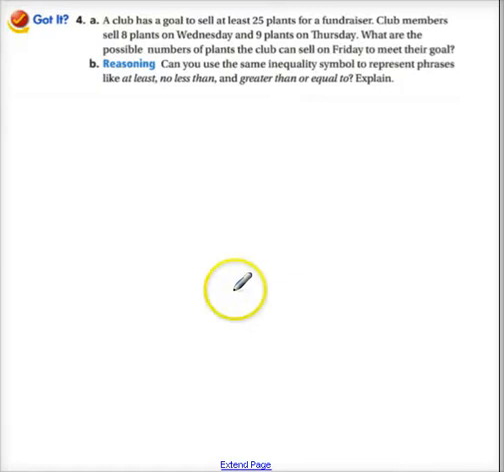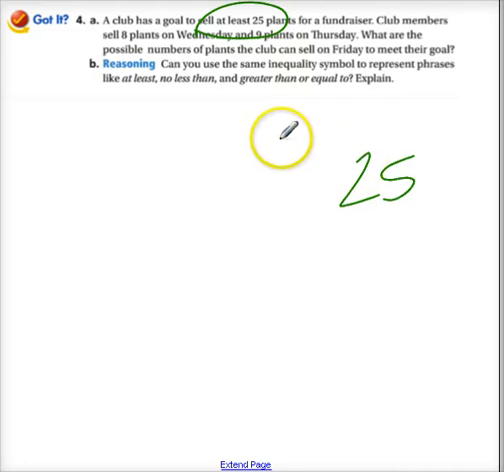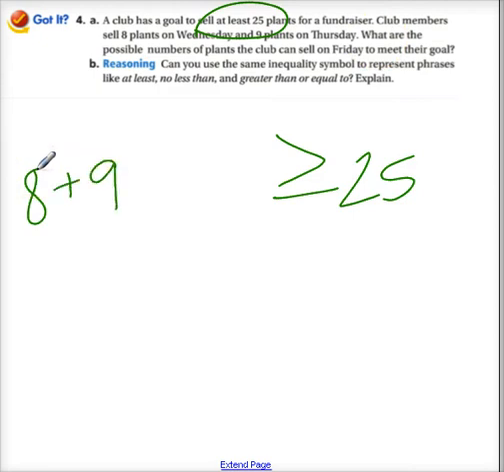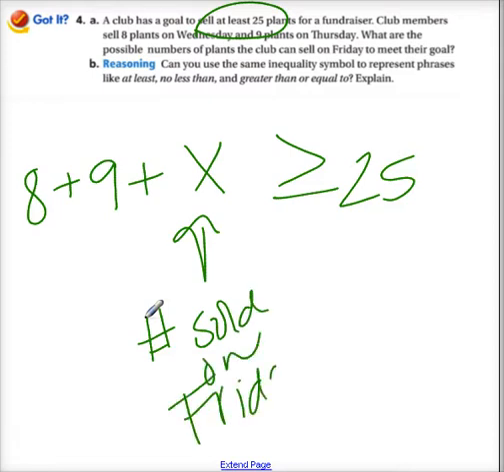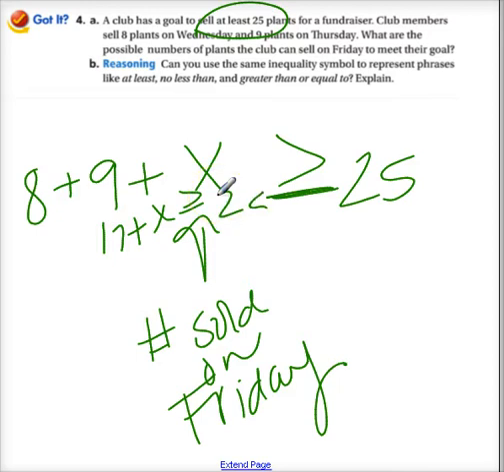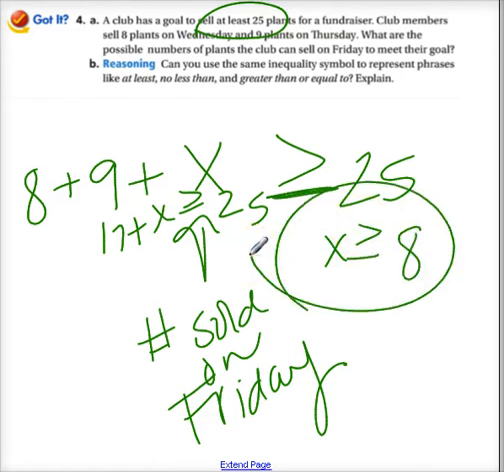Let's do one more example quick. A club has a goal to sell at least 25 plants. At least 25. At least means greater than or equal to. Club members sell 8 plants on Wednesday, 9 plants on Thursday. What are the possible numbers of plants the club can sell on Friday to meet their goal? So 8 on Wednesday, 9 on Thursday, and then we don't know how many they sell on Friday. So number sold on Friday if you're defining your variable. We say at least because we could go over 25, but we do equal to because we want to meet 25 at least. So this equals 17 plus x, greater than or equal to 25. If I subtract 17, x is greater than or equal to 8. So at least 8 plants on Friday.